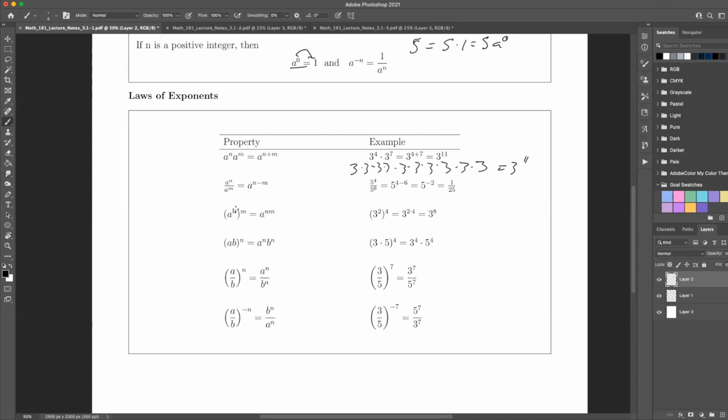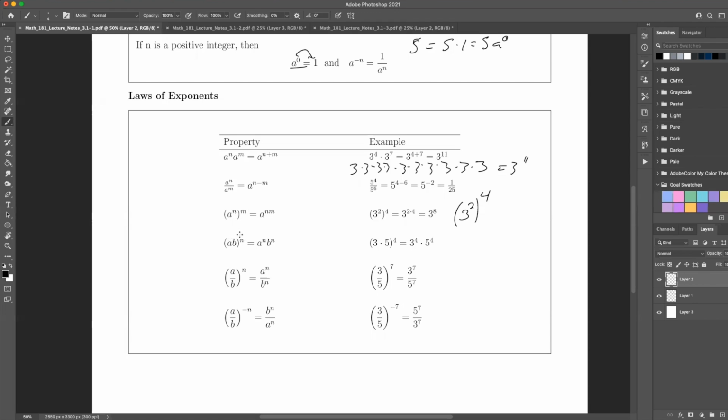If I have a to the n, raised to the m, we have a to the n times m. So if I have one power raised to another, let me make this a little more clear. If I have 3 squared, raised to the 4th, it'll be the same as 3 to the 8th. That's because I'll have 2 3s, 2 3s, 2 3s, and 2 3s, and altogether it'll be 8 3s. So when I do that, I multiply.